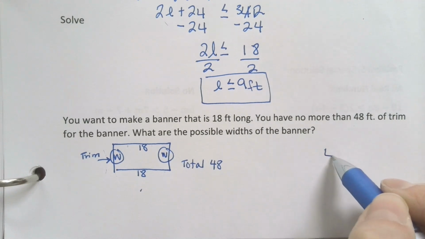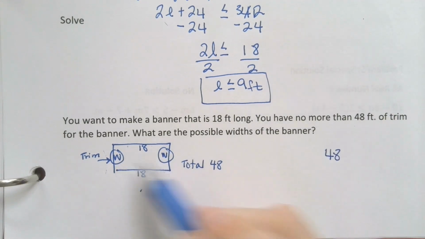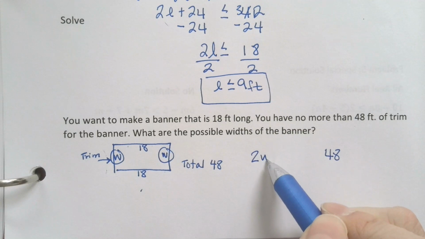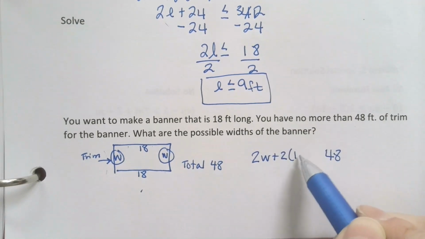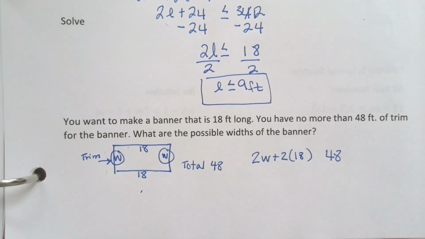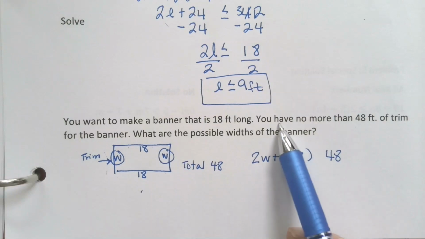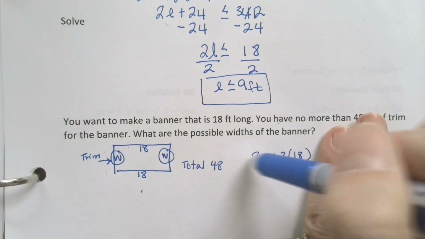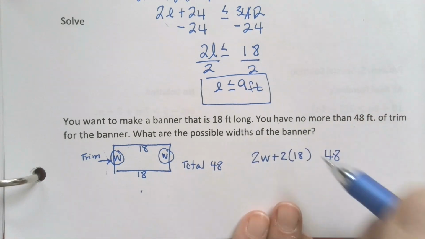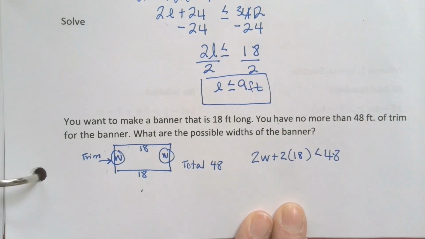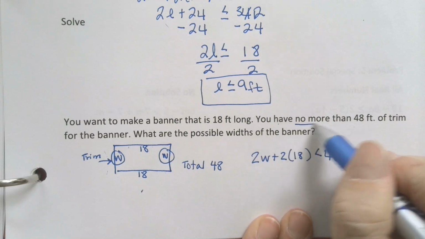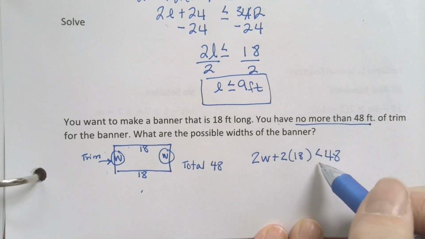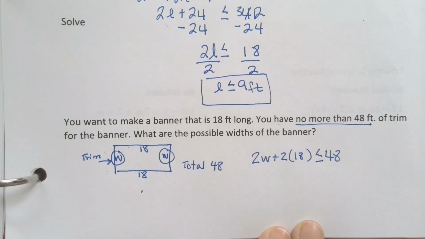So I'm going to start by writing that 48 down. I'm going to say I have two widths and I have two 18s. You can start by just writing the 36 right away. If this can't be more than 48, what it's telling me is that this cannot be bigger than 48. 48 must be the biggest. If it can't be more than 48, that makes you think it might be able to be 48. So I could say equals.